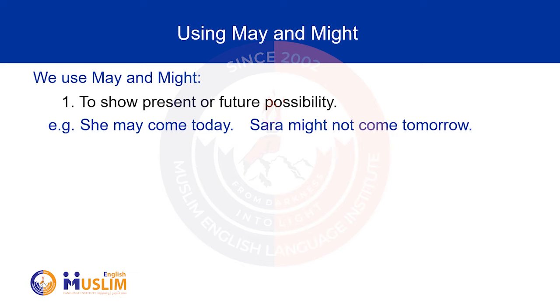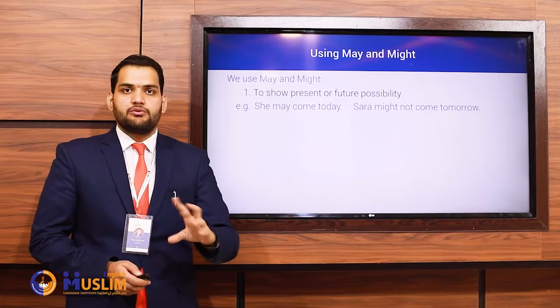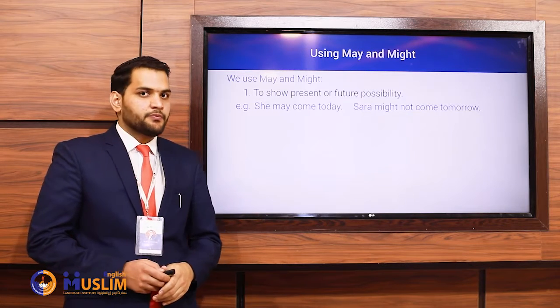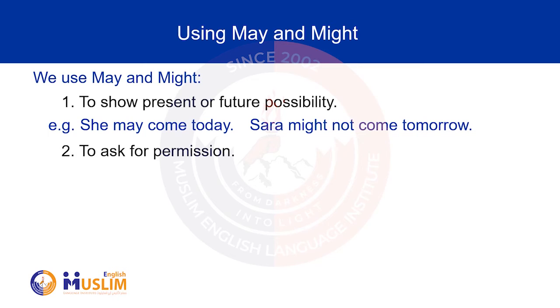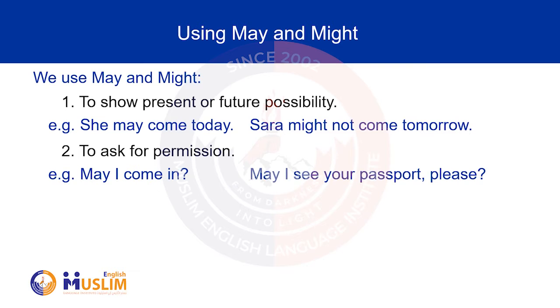Sarah might not come tomorrow. These two show very strong possibility. Number two, we use them to ask for permission. For example, may I come in? This is a very formal permission. Or, may I see your passport, please?